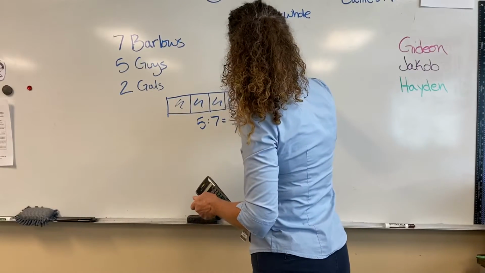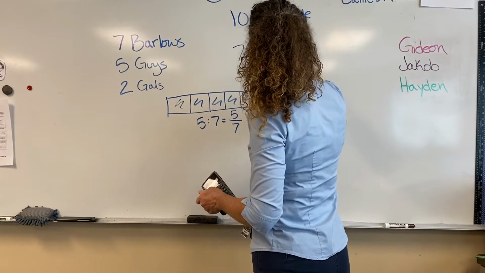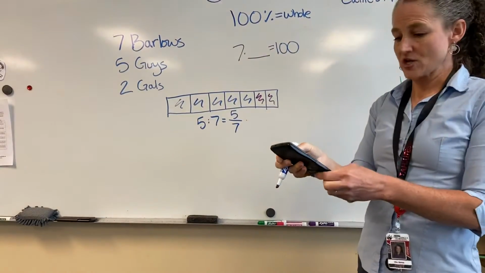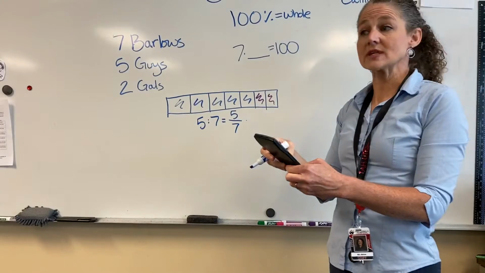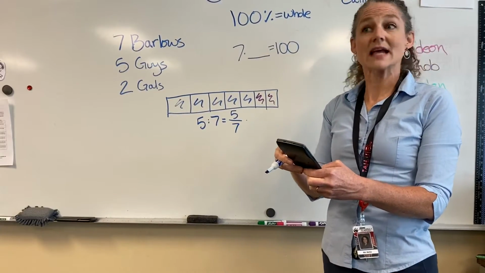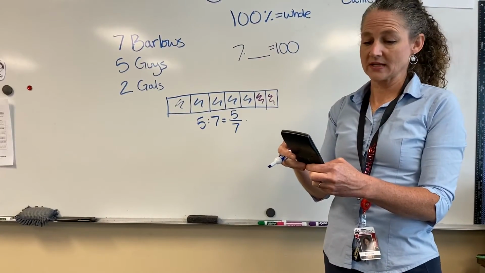7 times what equals 100? Well, how can I figure that easily? I can go 100 divided by 7. Yeah, that's what I'm doing right now. 100 divided by 7. Am I going to let you use a calculator on these? Yes, I actually am. Okay, I will let you use a calculator.